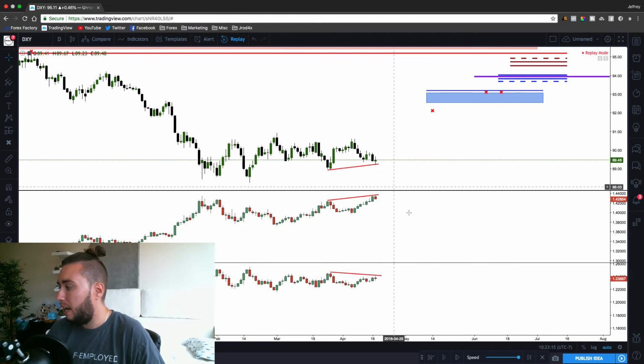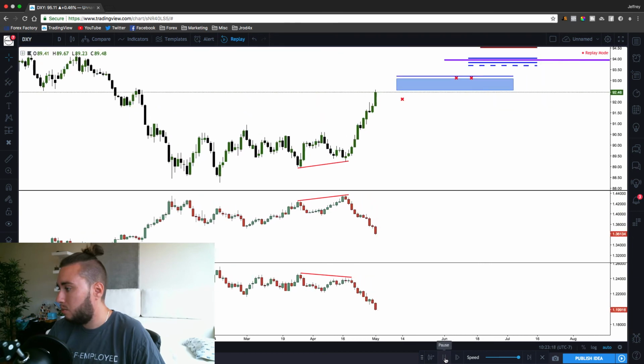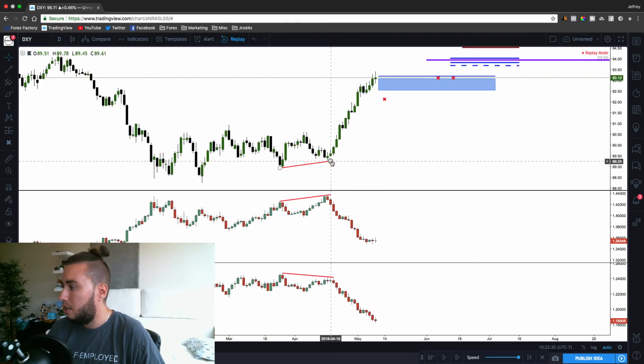So now if we go ahead and see what happened after the fact, we can see that dollar index started pushing higher. Cable immediately rejected. So GBP USD immediately rejected the high, traded lower, and euro dollar, we just saw it ultimately drop as well after forming the lower high.